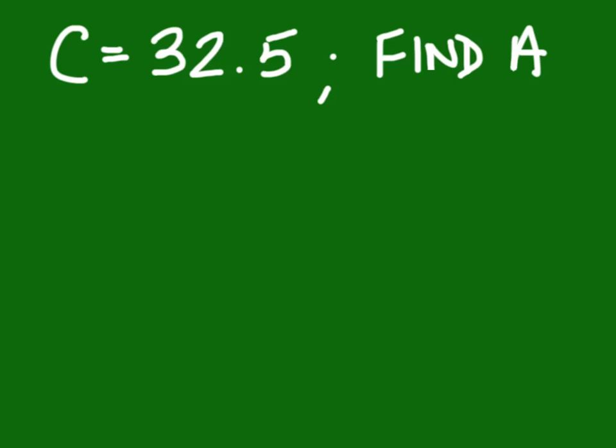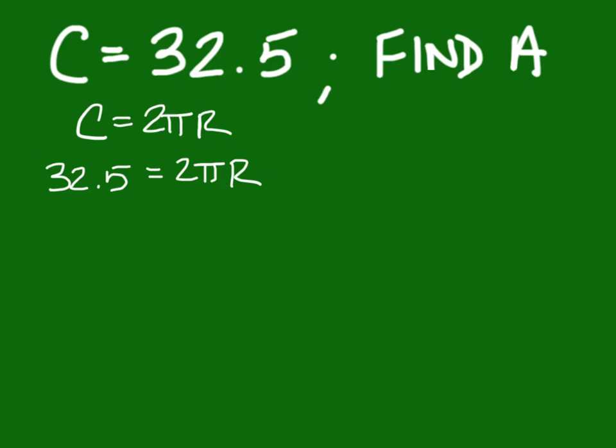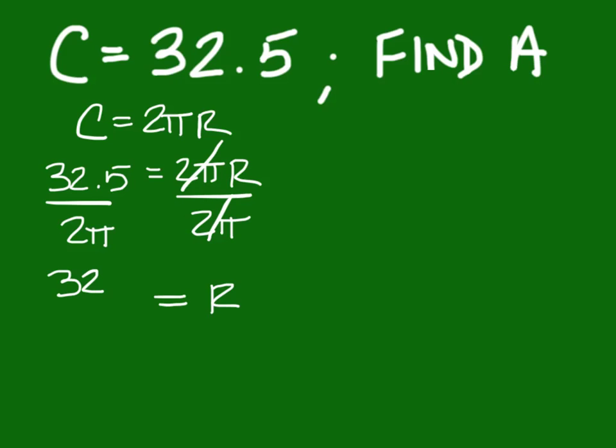Solution here for the practice, you start with C. C equals 2 pi r. You're given 32.5 for C, so plug it in, set it equal to 2 pi r, and then divide both sides by 2 pi. Cancel out the 2 pi's to be left with r, and on the left you have 32.5 over 2 pi.